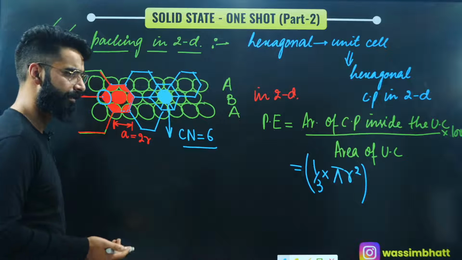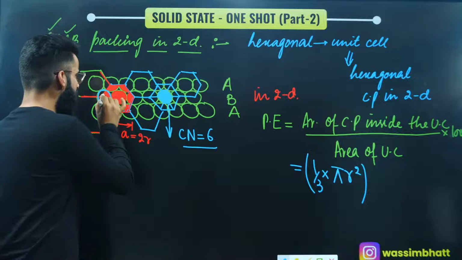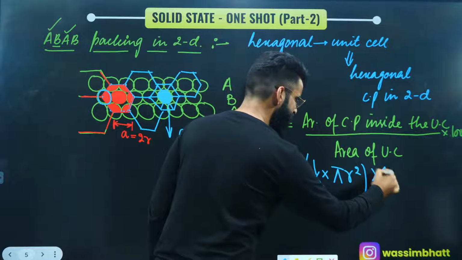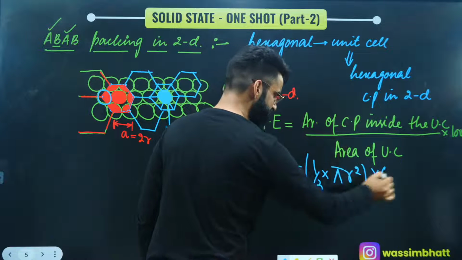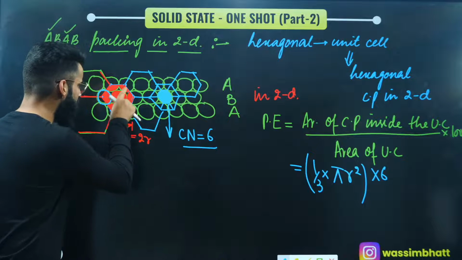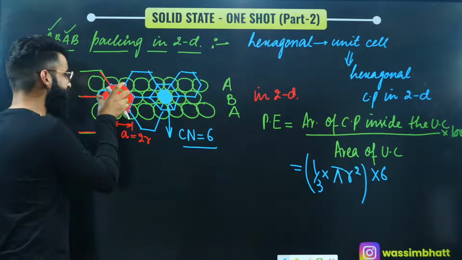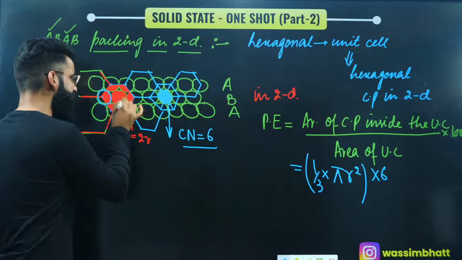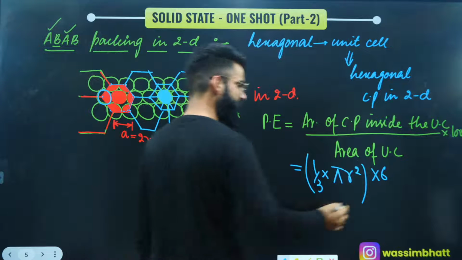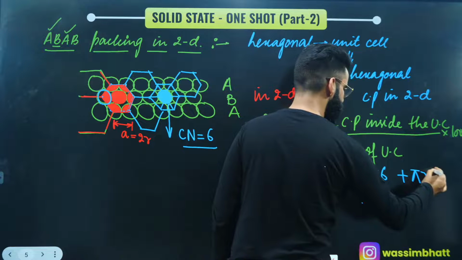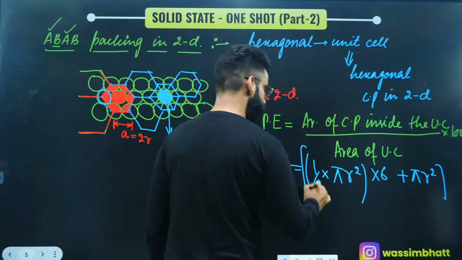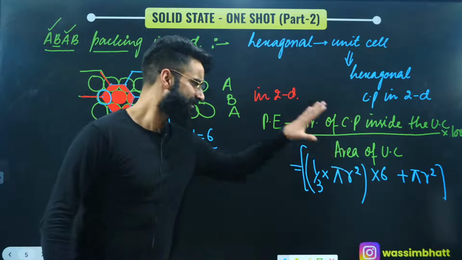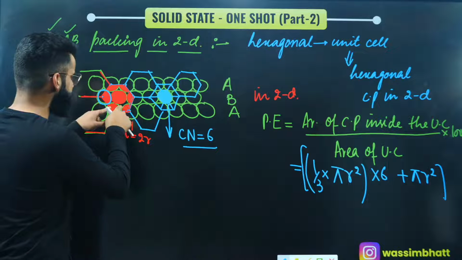Similarly, how many other corner particles do we have like this? We have got 6 corner particles. If I multiply this term by 6, this whole term is giving me the area of all the corner particles which lie inside this hexagon, right? Similarly, there is one particle which is completely inside this unit cell, so for that particle, I need to take the complete area pi r square. So this is basically the area of all the constituent particles, right?